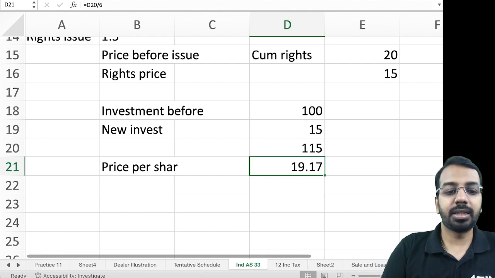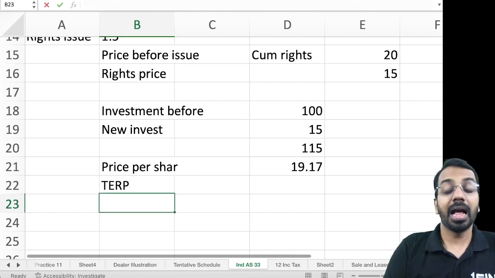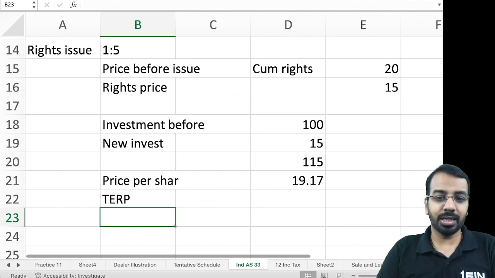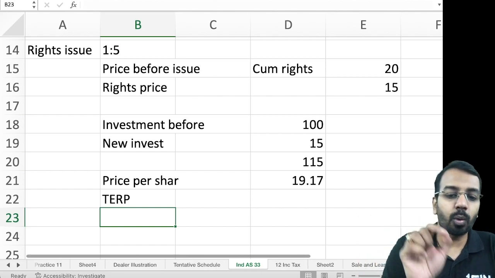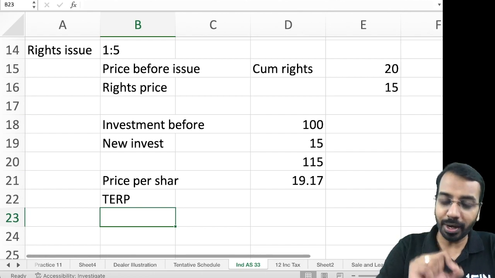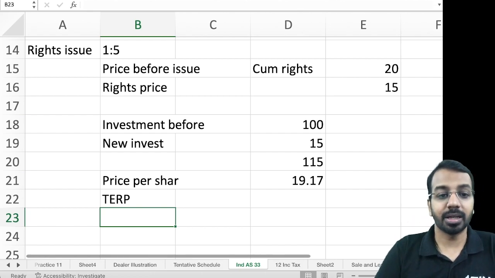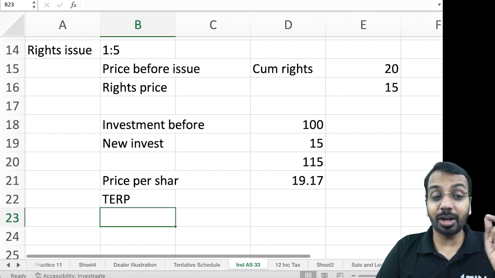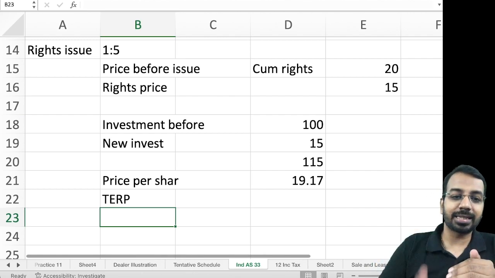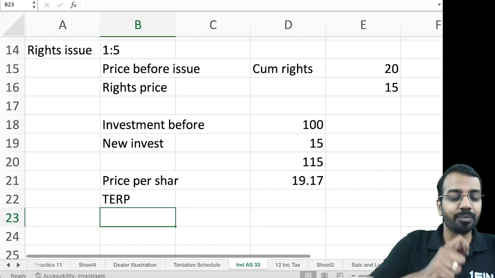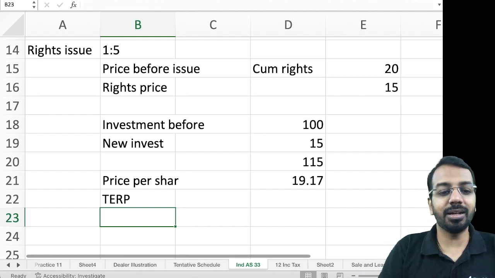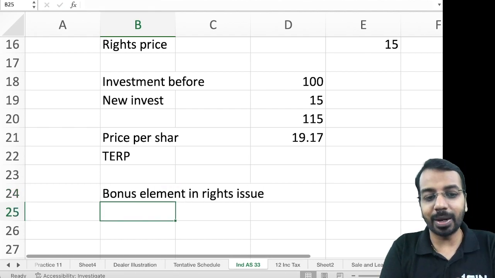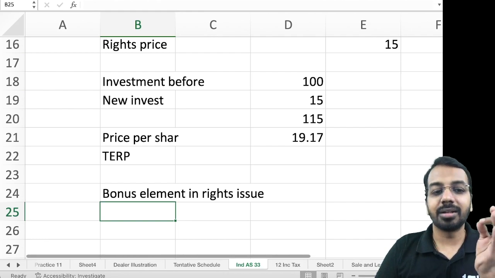This is called theoretical ex rights price. It means after the rights issue is over, I would expect, without considering other market changes, that the price per share will be 19.17. Now, please understand, if the company had issued shares at full price, they would have collected 20. But they have issued shares at a discount, meaning they are giving away something for free. So we say there is a bonus element in a rights issue, because we have given something for free.